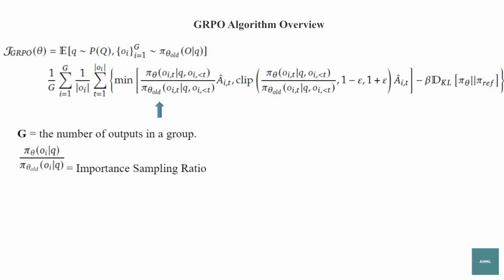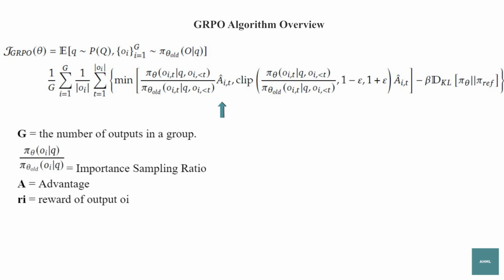Pi theta over pi theta old is the importance sampling ratio, which measures how much the new policy pi theta differs from the old policy. Pi theta of O I is the probability of choosing output O I under the new policy. Pi theta old of O I is the probability of choosing output O I under the old policy. If the ratio is 1, that means the new policy assigns the same probability as the old policy. If the ratio is larger than 1, that means the new policy assigns a higher probability to the output than before. This ratio measures how much the new policy changes relative to the old policy.